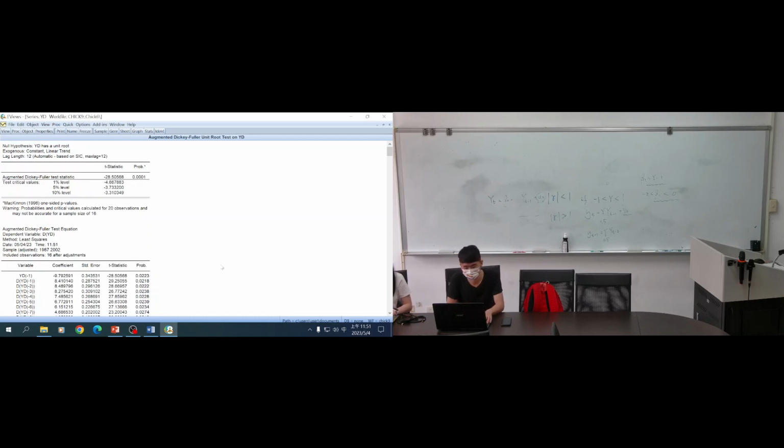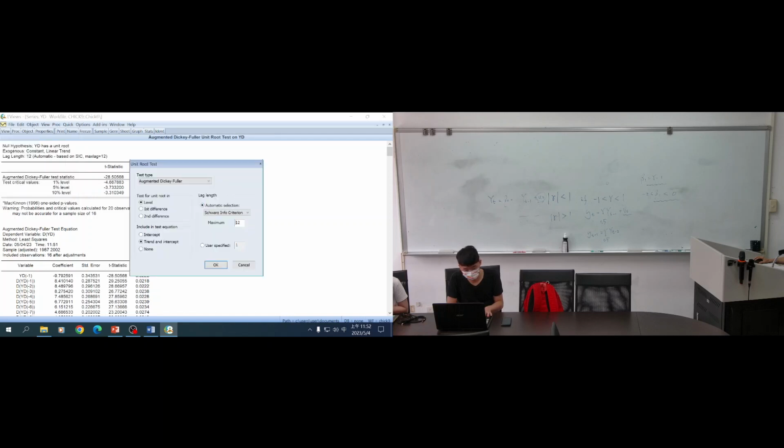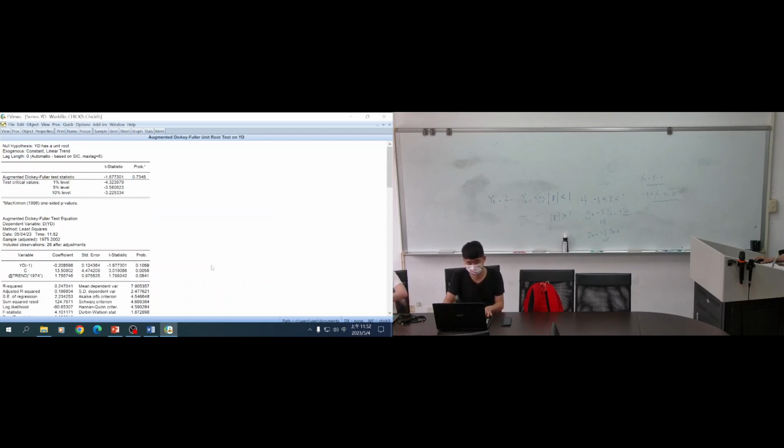And if we have some theory to follow, then you can use that lag. But since this one, I don't have it. Let me try that. I'm using 12, so it's significant, right? So if I use 6, it's not significant.